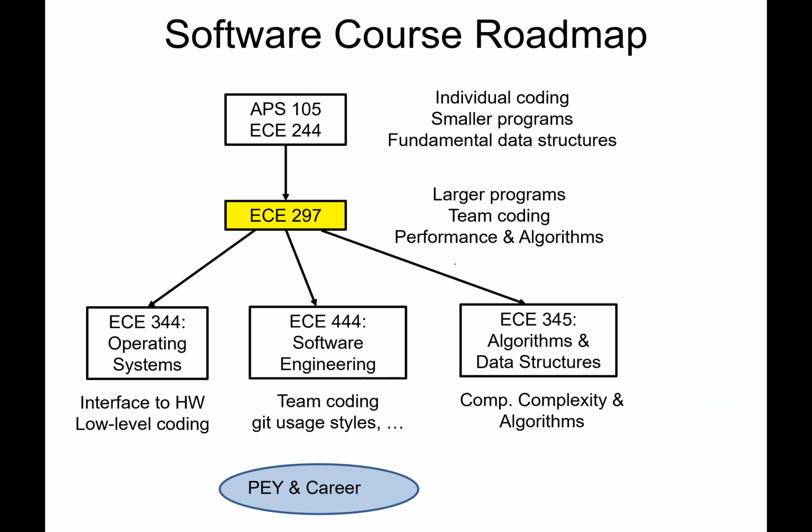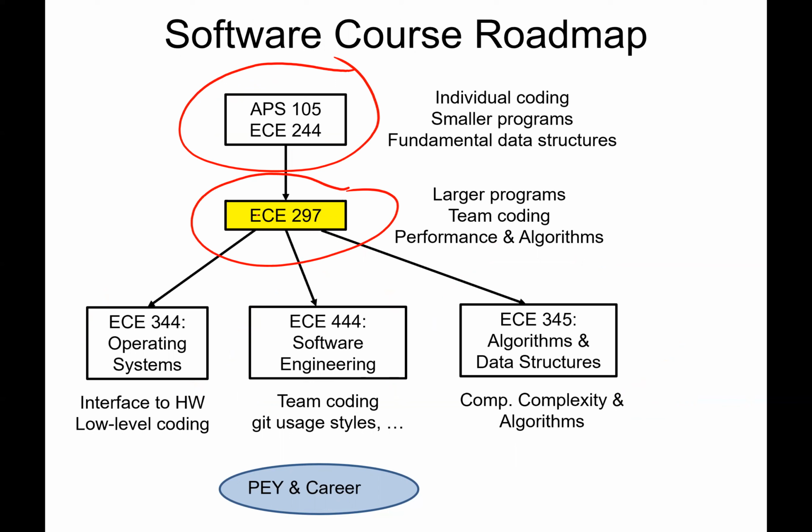Yes, the other thing we've been talking about is software development. Okay, so in APS 105 and ECE 244, you learned about writing smaller programs. Here you're learning about larger programs, writing code in a team, higher performance. So we care more about performance than those courses did. After this course, where can you go?